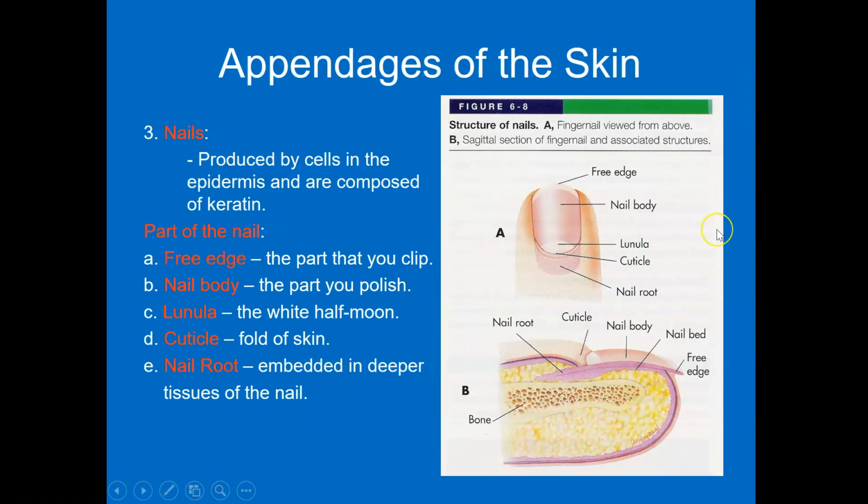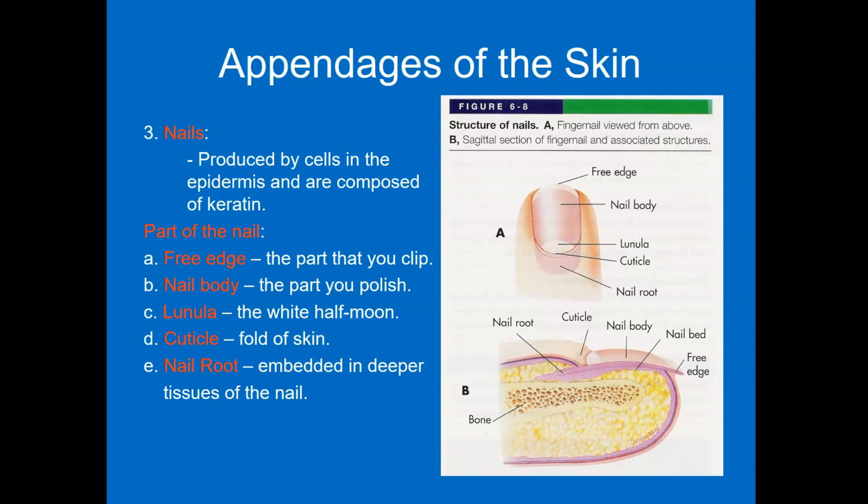The next appendage of the skin are the nails. So what's the point of the nails? The nails protect actually the terminal ends of the fingers and the toes. What's the point of that? Well, it's not necessarily to scratch yourself, right? It's protection of those thinner parts of your body. Those thinner parts of your body are important for sensation.